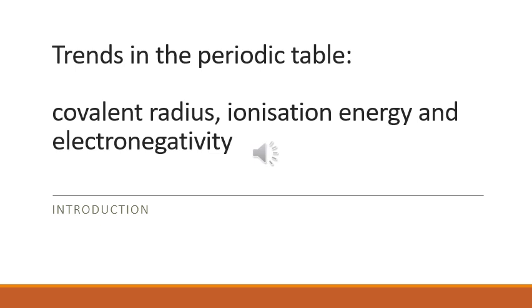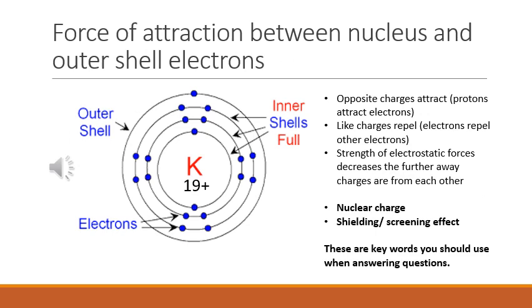I'm doing an introduction to all 3 because actually the explanation for the trends, the underlying explanation for the trends in these different factors is very similar, and that's what we'll look at in this presentation. So all of the theory in this section relies on you understanding the different factors which control the force of attraction between the nucleus and the outer shell electrons. If you can get the hang of this, then you should be able to answer the explain questions for any different part of this section of the topic.